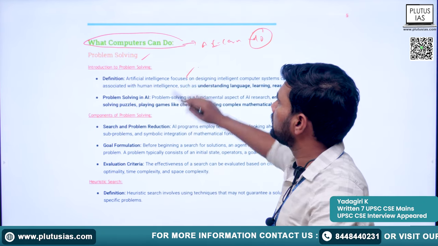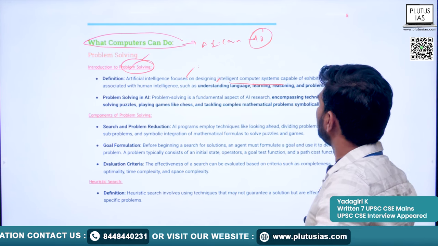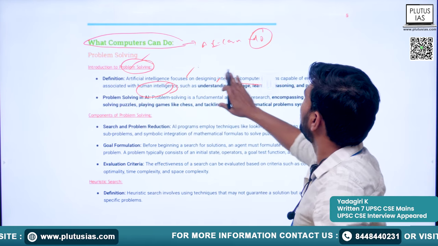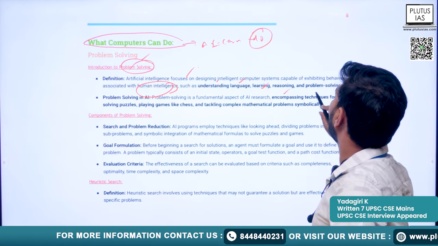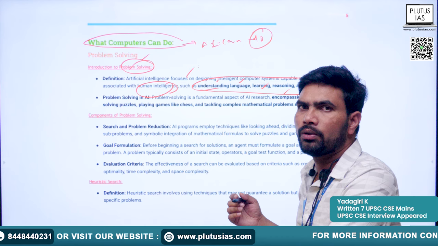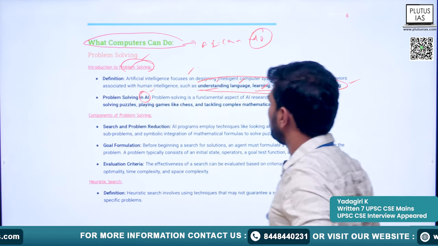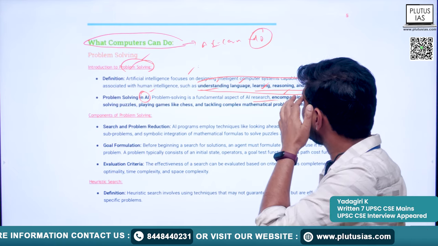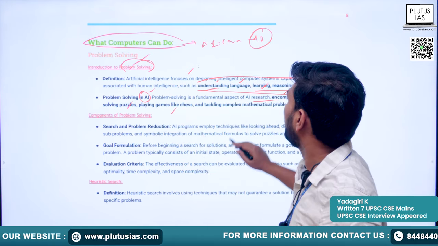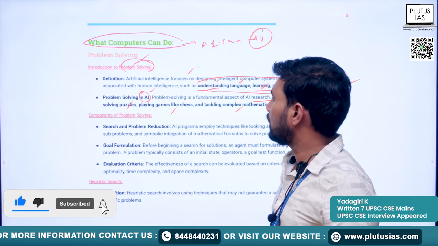Right. So when we understand what is problem solving, artificial intelligence focuses on designing intelligent computer systems capable of exhibiting behaviors associated with human intelligence, such as understanding language, learning, reasoning and problem solving. So basically, human beings are capable of doing all these things. So machines will also try to imitate the human being in all these aspects. Right. Problem solving is a fundamental aspect of artificial intelligence research, encompassing techniques for solving puzzles, playing games like chess, and tackling complex mathematical problems symbolically. So all this can be done by artificial intelligence.